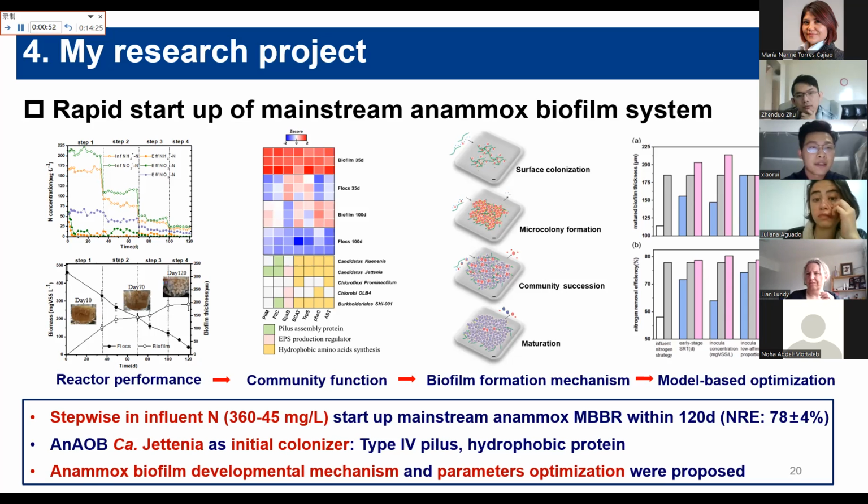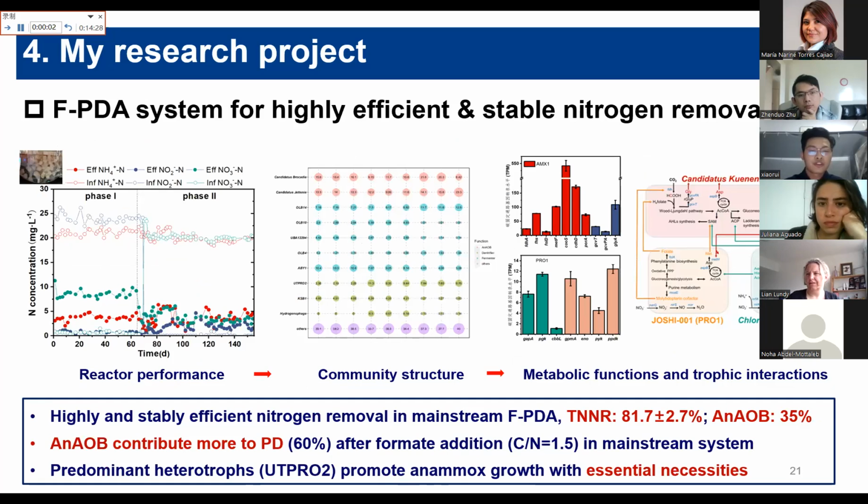in this study. And moreover, after the biomass retention, we also tried to construct a FPDA system for highly efficient and stable nitrogen removal. It aims to achieve stable nitrite production, and we achieved mainstream FPDR and nitrogen removal at 80%, and we achieved stable Anammox retention. Moreover, we found that the predominant heterotrophs can help Anammox to promote its growth with essential necessities.